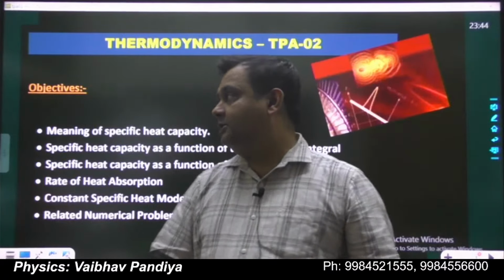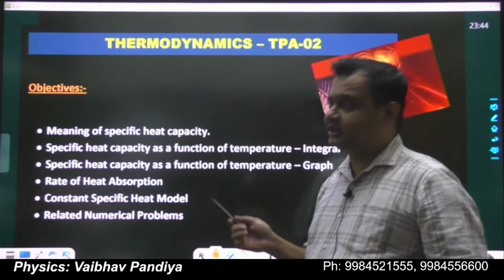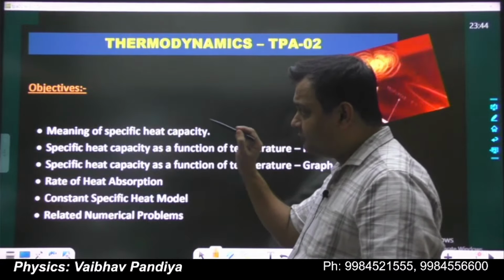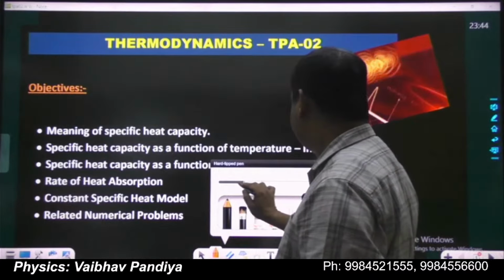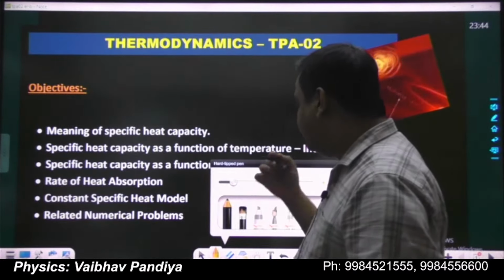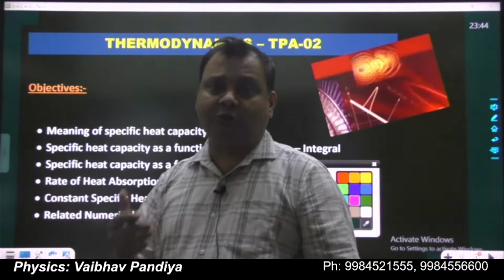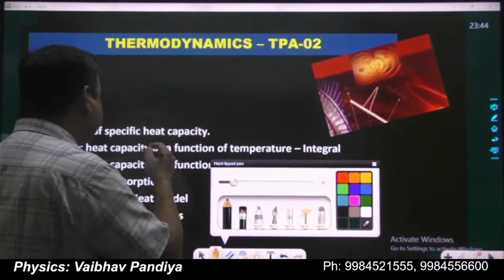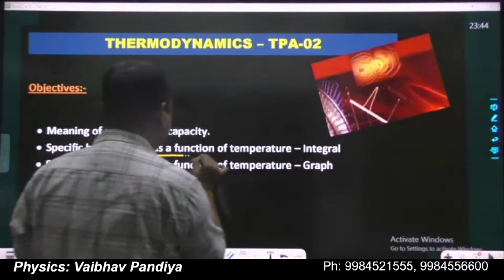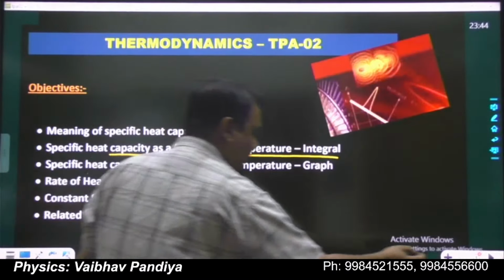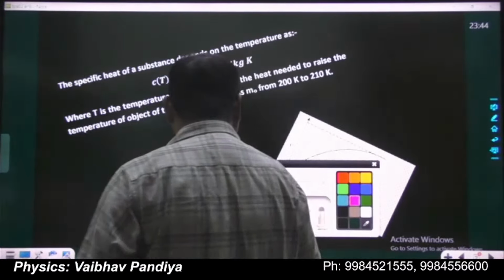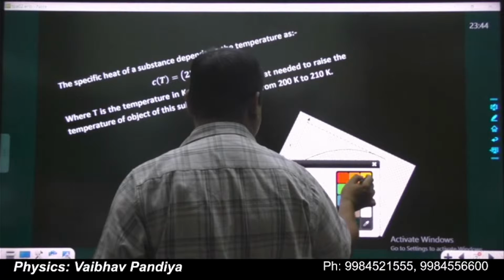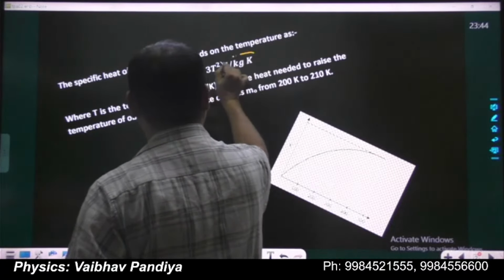Okay, now let's see what will be the objectives of the present lecture. First of all, we will see the meaning of specific heat capacity. Then we will see the situation of problems in which the heat capacity is variable and is given as a function of temperature. In most of the problems in lower classes, you are given the heat capacity as a constant value, but in reality, it varies with the temperature.